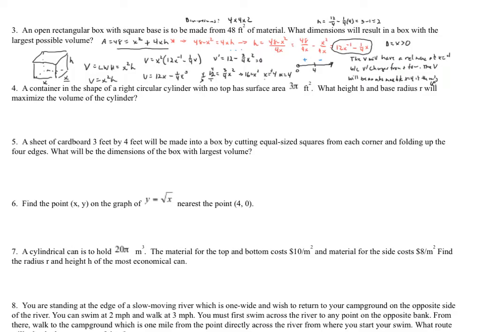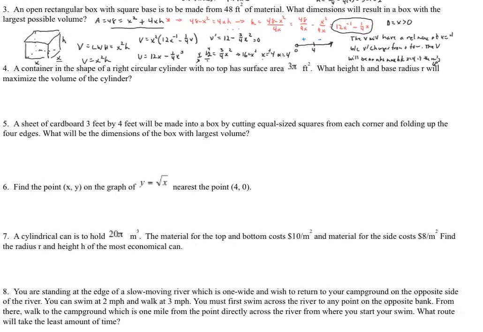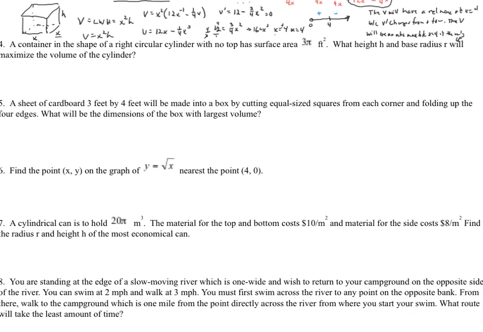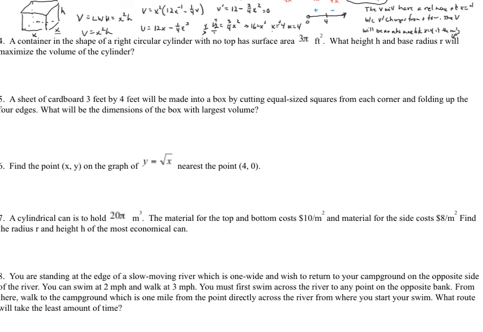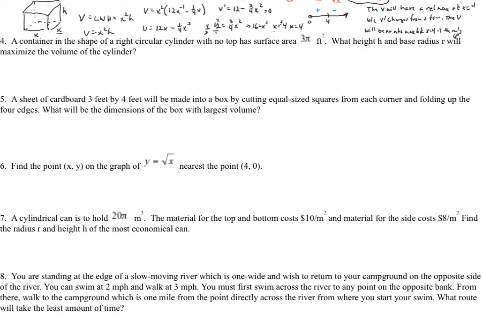Okay? Let me see if I can slide this up a little bit, and I'll make it as big as I can so I have a little more space to work in. So a container in the shape of a right circular cylinder with no top has surface area 3 pi. What height h and base radius r will maximize the volume? So this is similar to what we just did, where we know what the area is and we're going to try to maximize the volume.